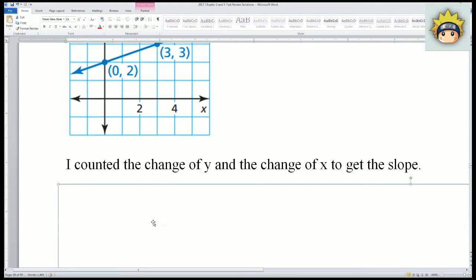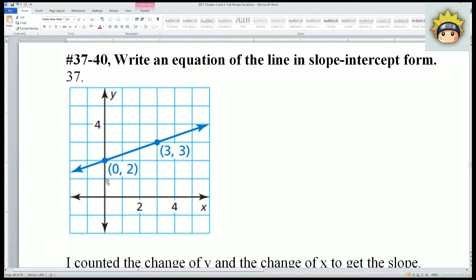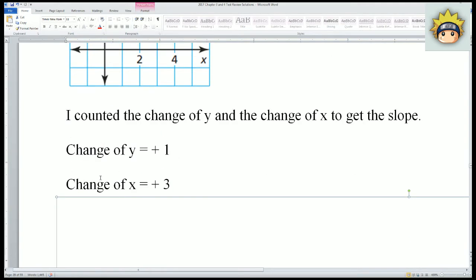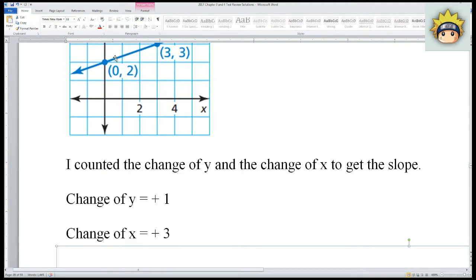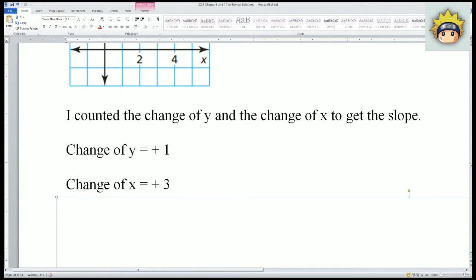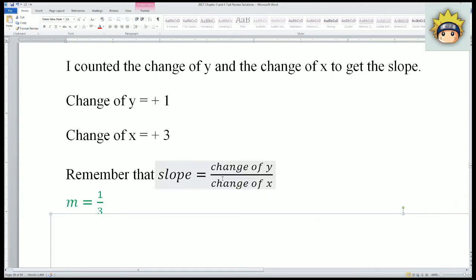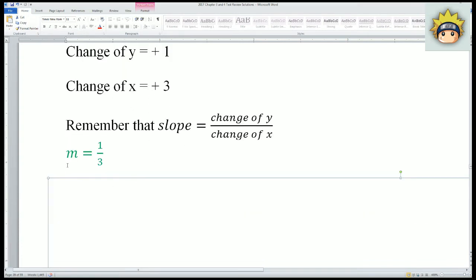Okay? My change of y is 1 because I'm going up 1. My change of x is 3 because I'm going 3 to the right. 1, 2, 3. Okay, change of x equals 3. Remember that the slope is equal to the change of y divided by the change of x. That's the formula. If you plug it in, 1 divided by 3. Okay, that is the slope.